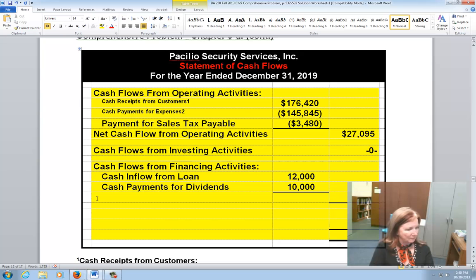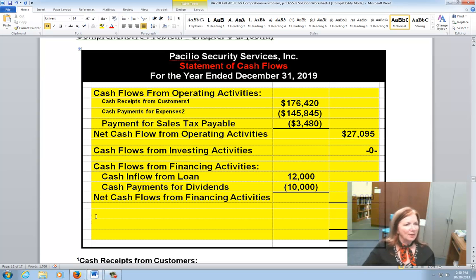And so these are going to be my total. These are my net cash flows. Now these are net because this one is a minus sign. The 10,000 is a minus. And these were pluses and minuses, so it's the net of the pluses and minuses. Cash flows from financing activities. And that's going to come over here, and that's going to be $2,000.